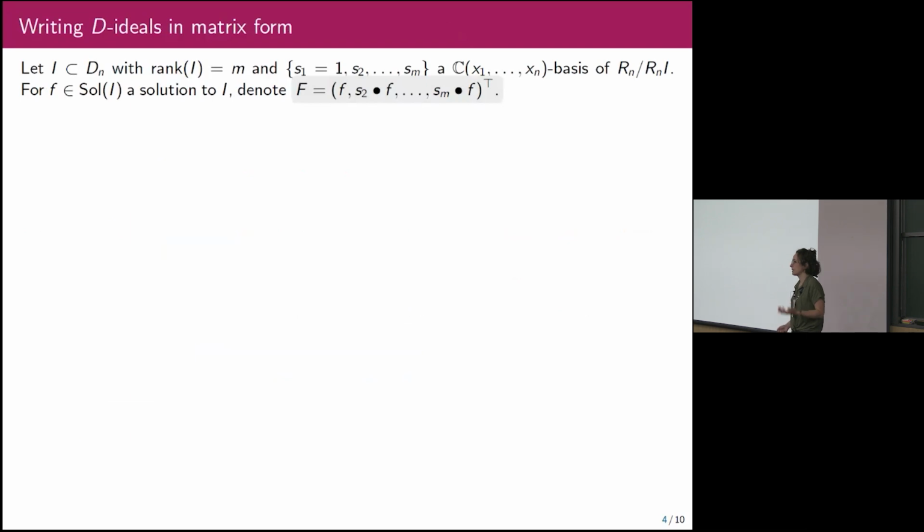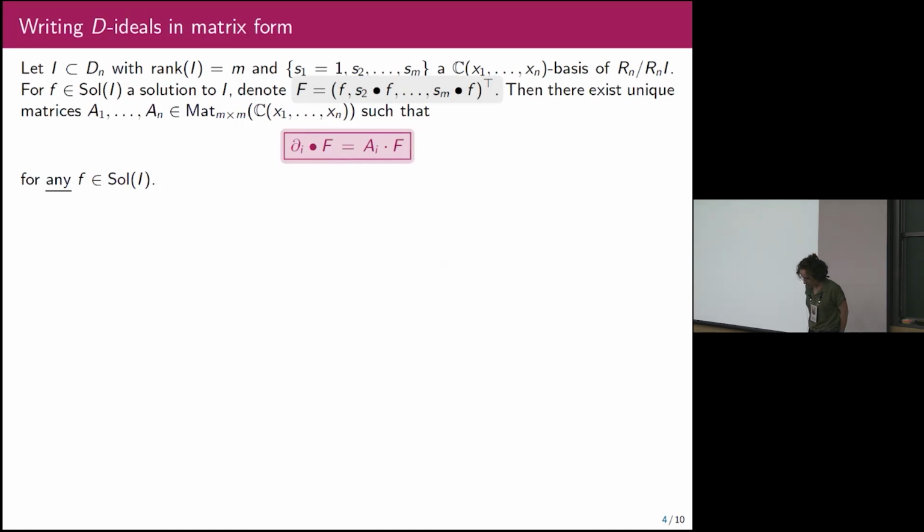Okay, we now have all the ingredients to write a D ideal in matrix form. So let's say we have a D ideal of rank m, and we choose a basis of this quotient, denoted by s1 to sm. And whenever we have a function which is a solution to I, I will denote by capital F this vector here. I apply the basis elements, which are polynomials, or you can choose them to be monomials in the partials, to a function. So this would be the function and mixed derivatives of it, or linear combinations.